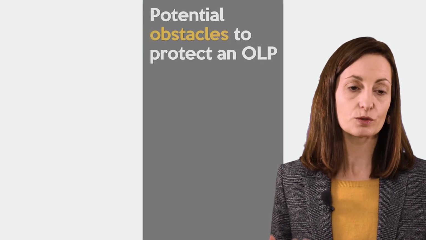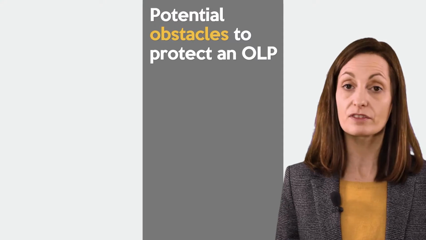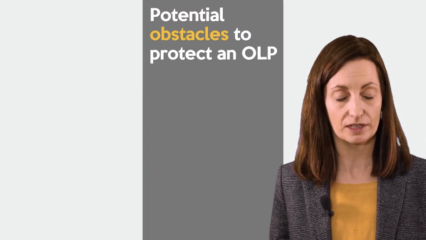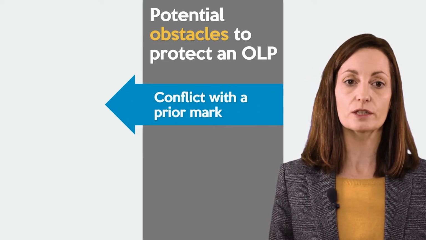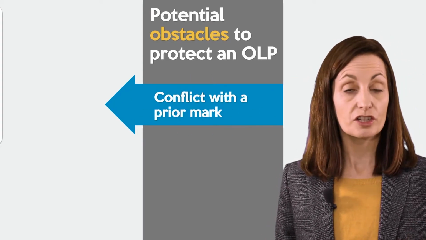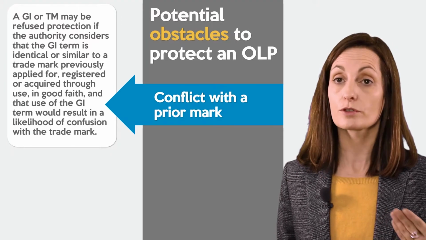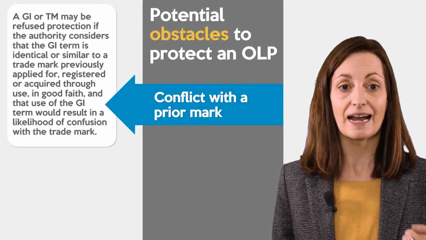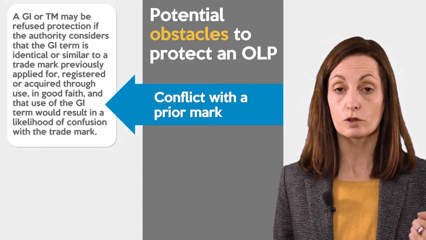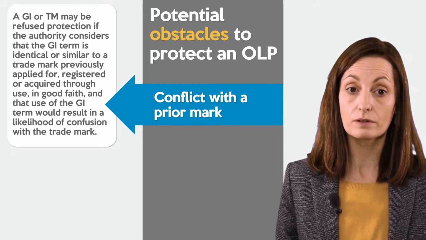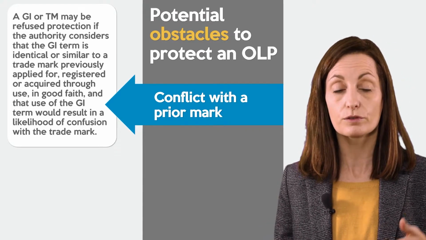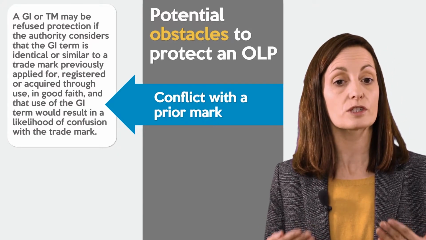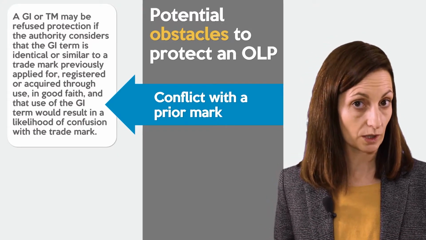Potential obstacles to protect an origin-linked product. We have different hypotheses that prevent origin-linked products from being protected. First of all is the conflict with the prior trademark. A GI or a collective trademark may be refused protection if the authority considers that the GI term is identical or similar to a trademark previously applied for, registered or acquired through use in good faith, and that use of the GI term will result in a likelihood of confusion with the trademark.